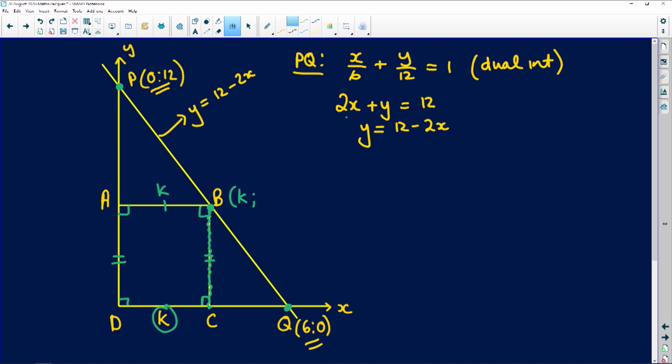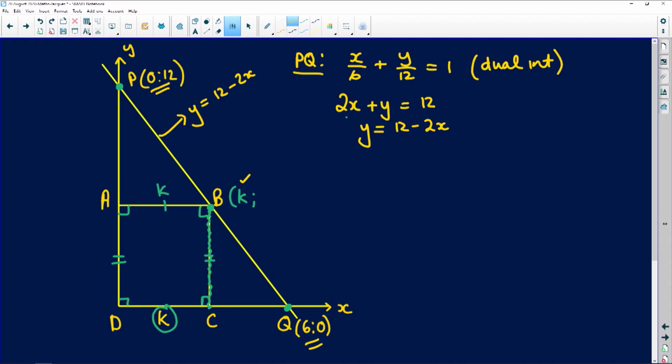Now, folks, what do we want? We want the y coordinate for B. Well, do we have the x coordinate? Let's see. Yes, we've got it as k. So all that must happen is this k must go into this equation to give us 12 minus 2k for the y value. So the height here is 12 minus 2k for both of these. That was quite easy. We found it by finding the equation of the line. That was for 2 marks, 2 lousy marks.